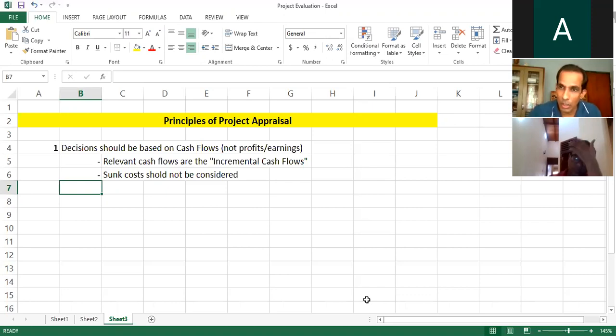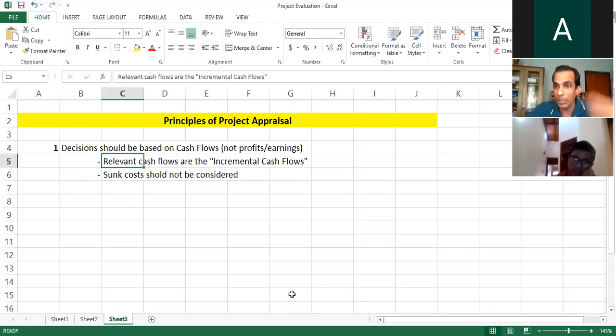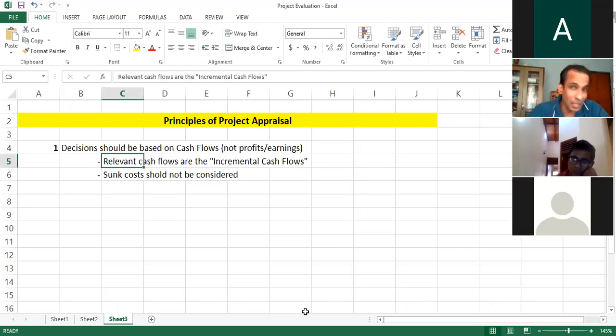Is it relevant or not? Yes, that is relevant because that is incremental. That is incremental because it is not only to the project, right? Project cash flows can affect the other operations. What is the term you use for that type of cash flows? I'm sure you have learned this. Opportunity cost. Sorry, no. Not opportunity cost.